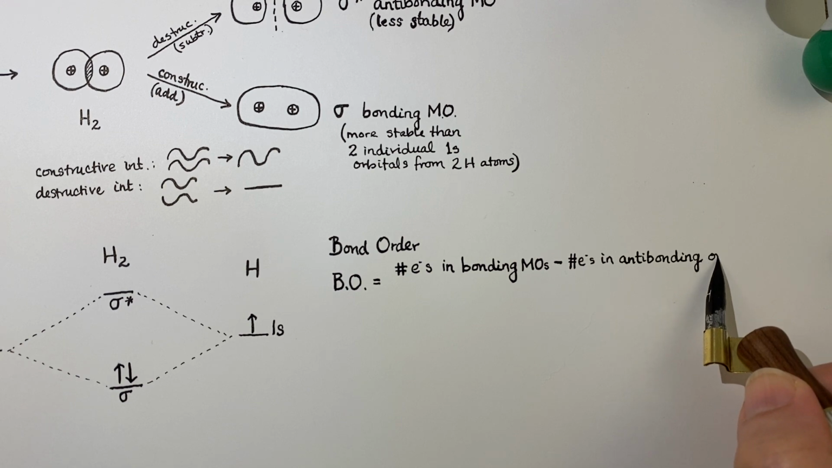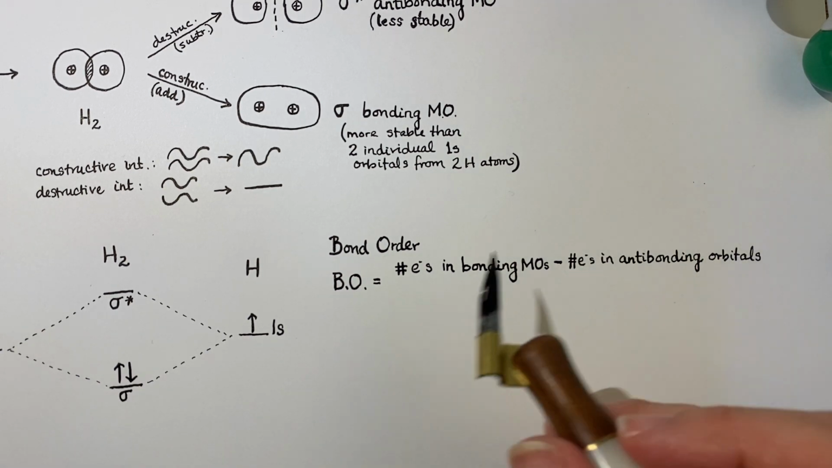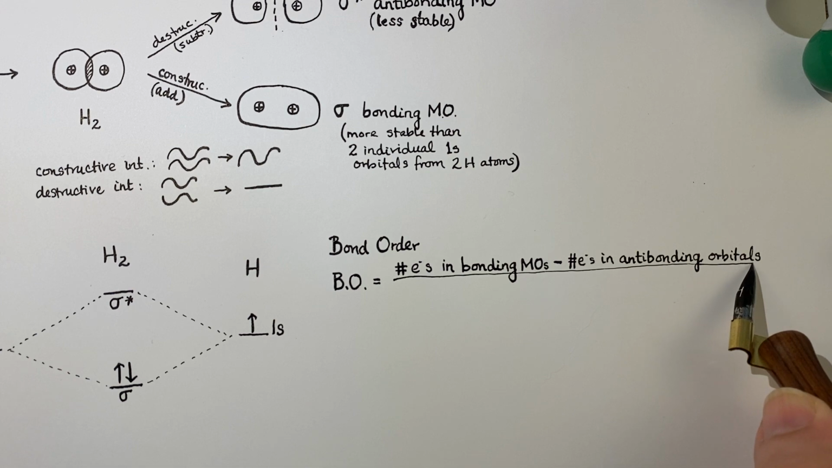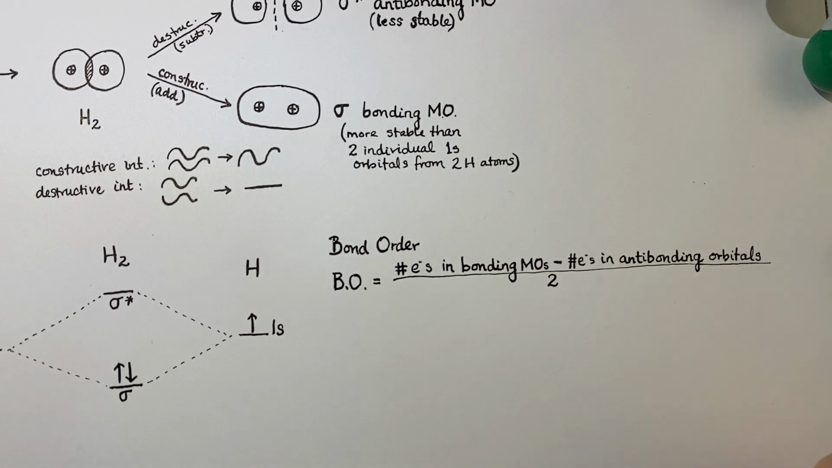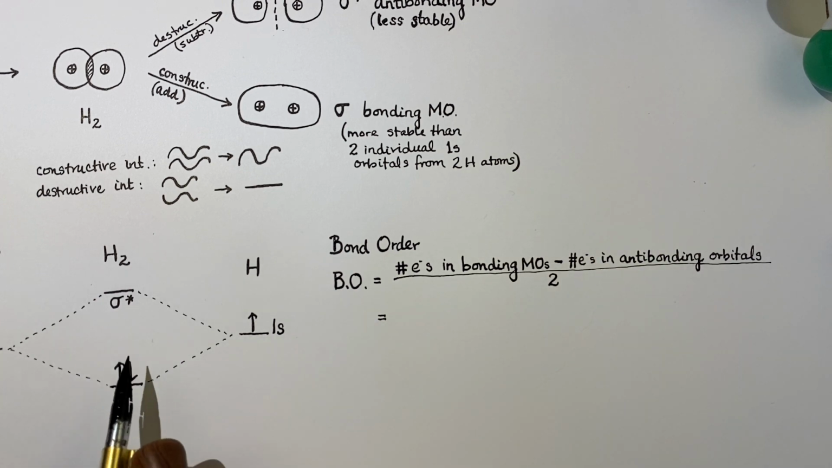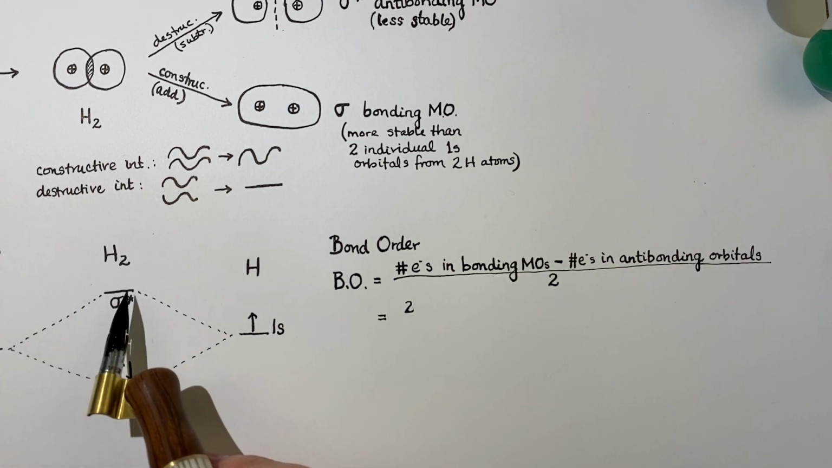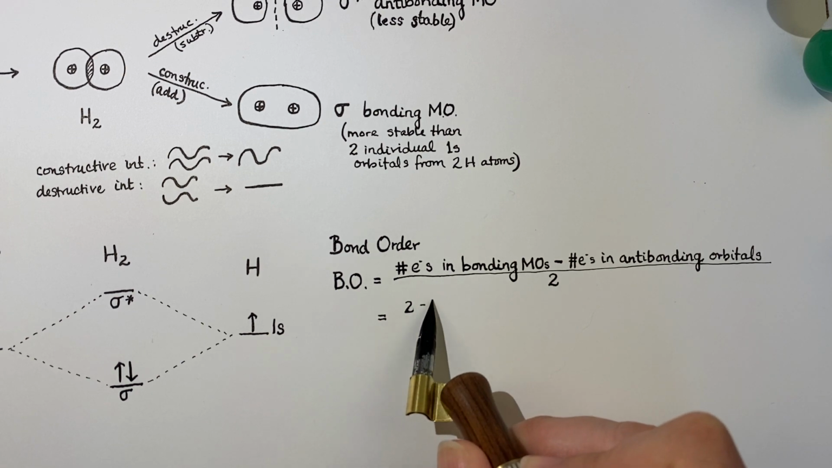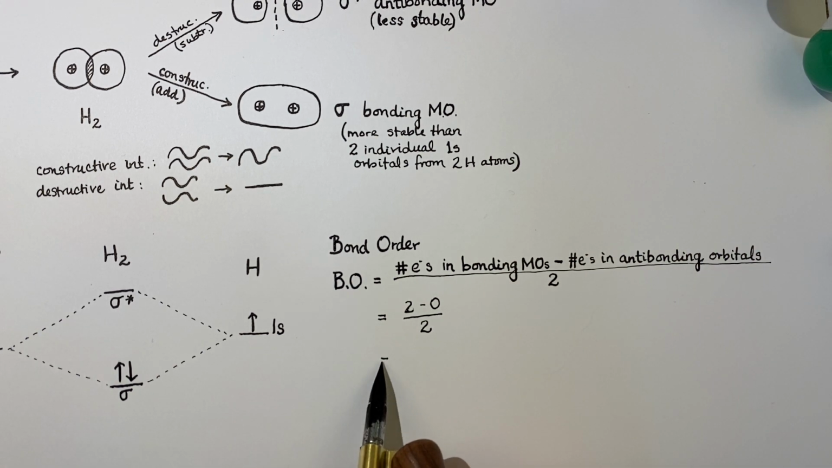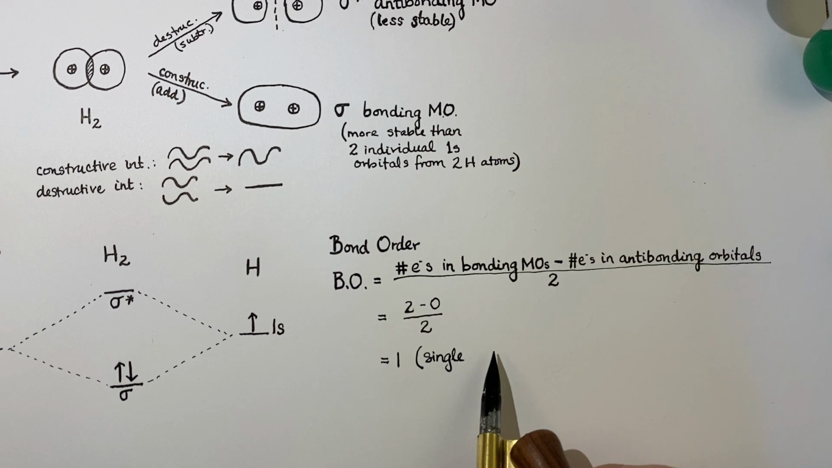Okay, now, because for each bond there are 2 electrons, we need to divide this by 2. So in the case of H2, we see that there are 2 electrons in the bonding molecular orbital. There are 0 in the antibonding. Divide by 2. And that gives us 1. Or in other words, we have a single bond.